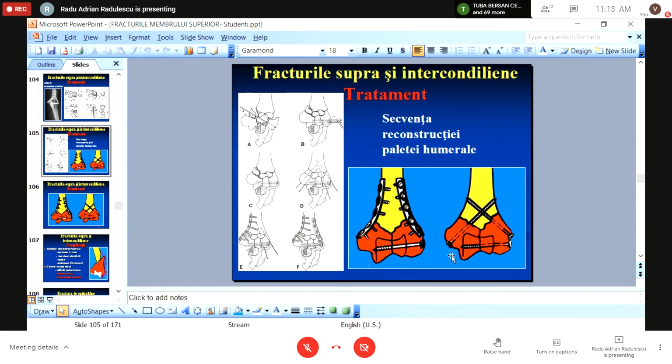The drawing you can see on the right side is also a possibility, but using only these two screws will be insufficient in terms of fixation, and that will not allow the immediate physical rehabilitation of the elbow joint.